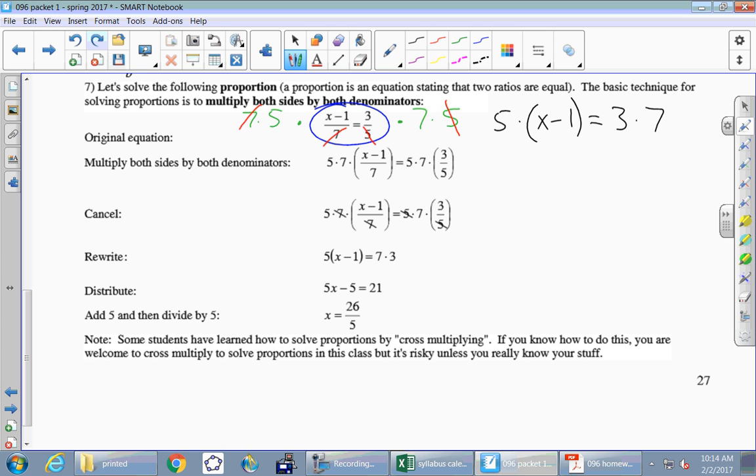I'm going to play the same game on the right-hand side, even though 3 times 7 doesn't require any parentheses. But for me, the safest thing is to just get all of those numerators in parentheses. In this case, I've got extra parentheses I didn't need on the right-hand side. Better that than to forget to have parentheses that you do need. Okay, and then solving the rest of this is pretty straightforward. As Carrie mentions, we're going to distribute on the left, 5x minus 5 equals, on the right-hand side, 21.